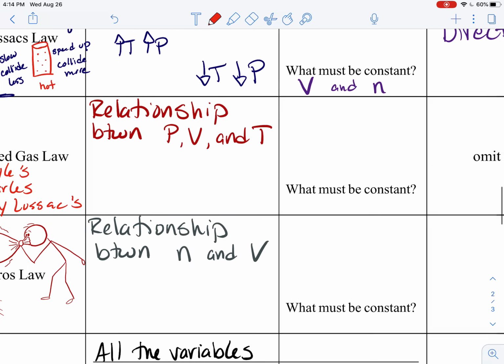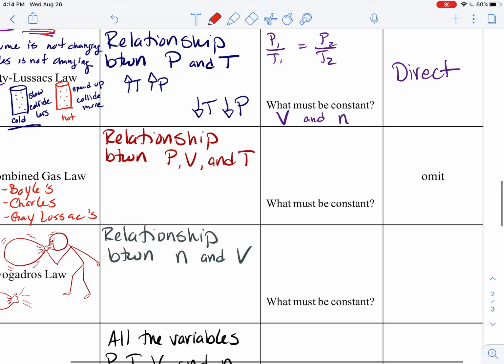So if you look at those equations and you combine them all into one, we see that temperature will definitely be on the bottom because it is on the bottom for both Charles's and Gay-Lussac's. And then pressure and volume will both be on the top, and the equation will look a little bit like this. In this case, the only variable that is still constant is moles of gas, or the amount of gas that we have.